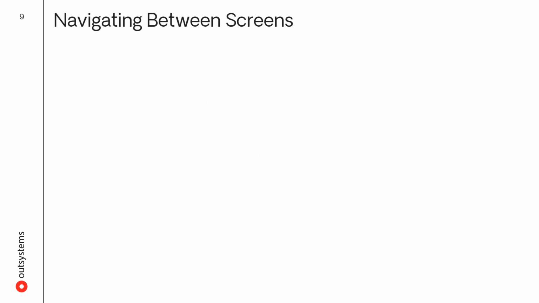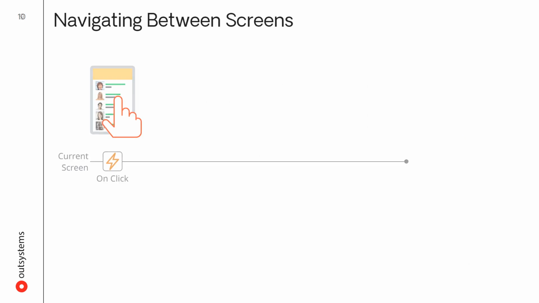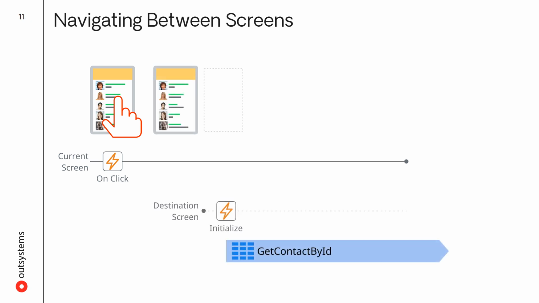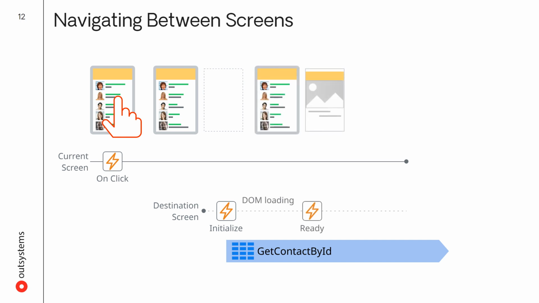What happens as the user navigates between screens? Suppose that the user clicks on some element inside the current screen, which will navigate to a destination screen. In the background, the initialize event of the destination screen triggers. The aggregates and data actions defined at the destination screen level also trigger. The destination screen DOM starts to load. Eventually, when it is ready, it triggers the ready event. This is followed by the destination screen rendering, which triggers the render event.